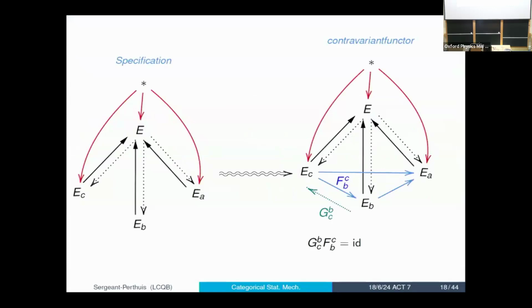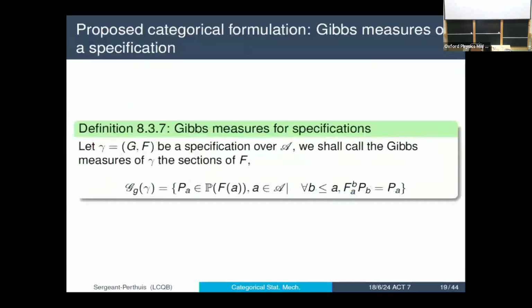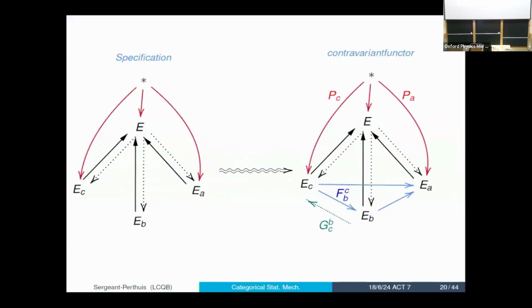Okay. And now a Gibbs measure is simply something that is in the limit of the functor of Markov kernels. So this is very easy to prove. In this formalism, we replaced a specification, which was a cone, with a couple of a functor and a contravariant functor, and the Gibbs measure is a limit. So you can forget about the state space and only work with diagrams inside the category of Markov kernels which have sections.